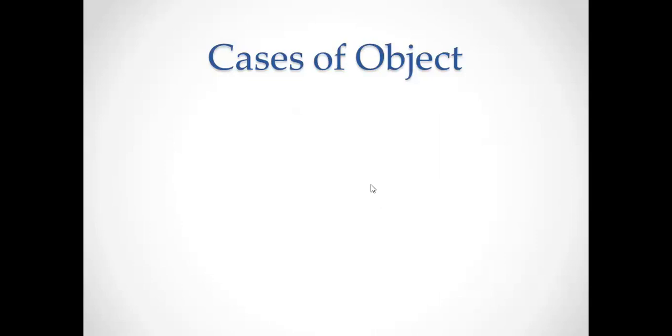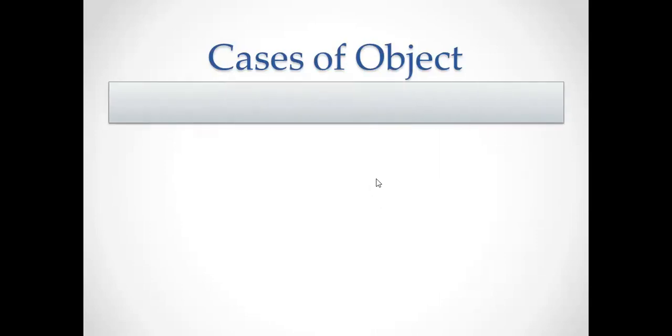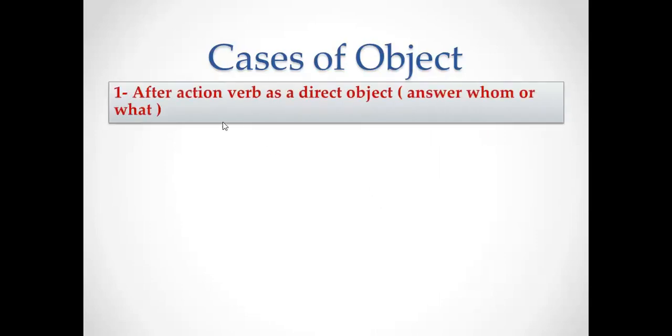Also, now we finished cases of subject. Now we talk about cases of object. Number one, we use it after an action verb as a direct object. Of course, you know the direct object answers whom or what. I ask myself two questions. Whom, like in this example: my dad helps me. You ask yourself, whom does the dad help? Okay, me. So this is called direct object.